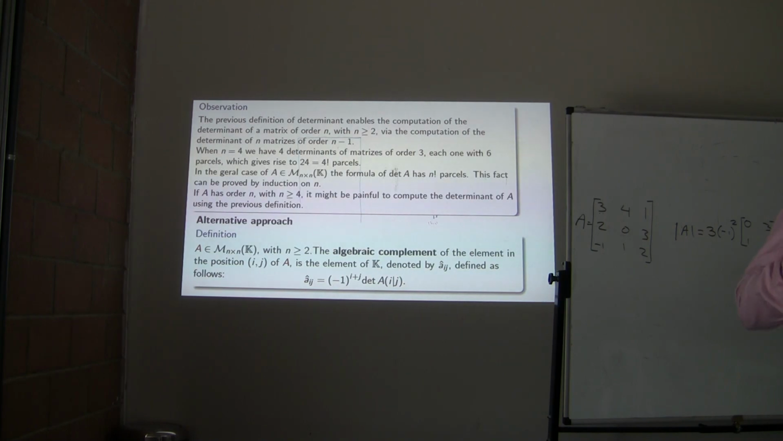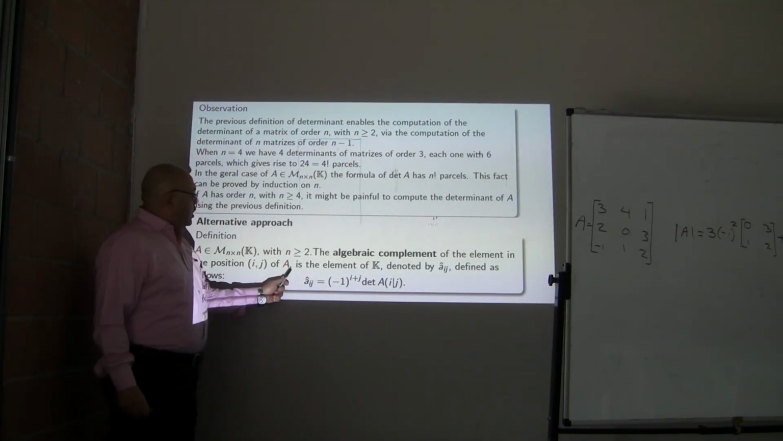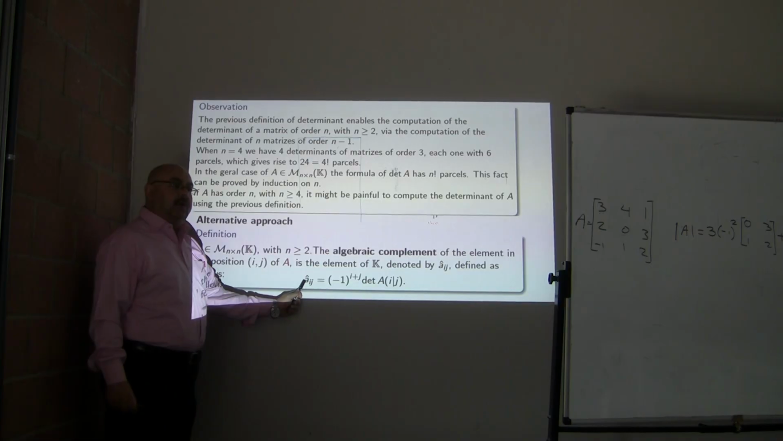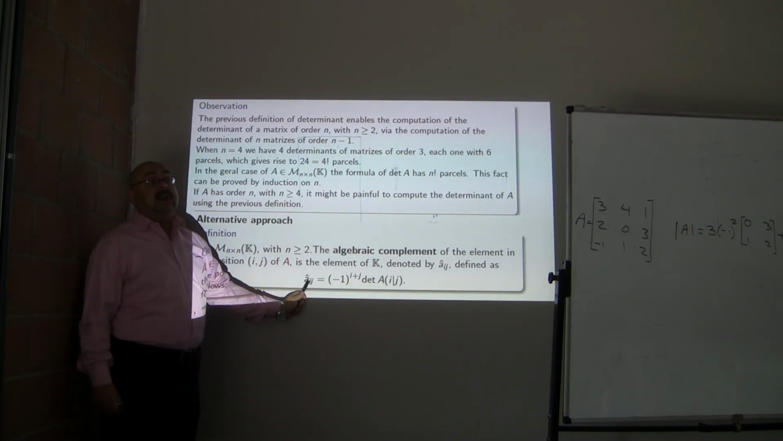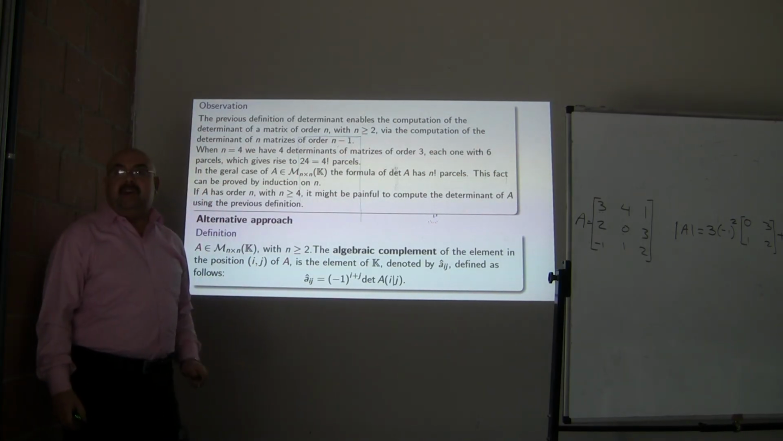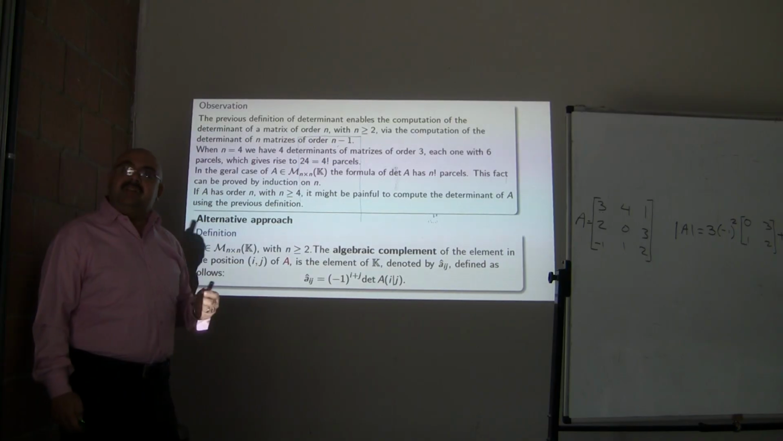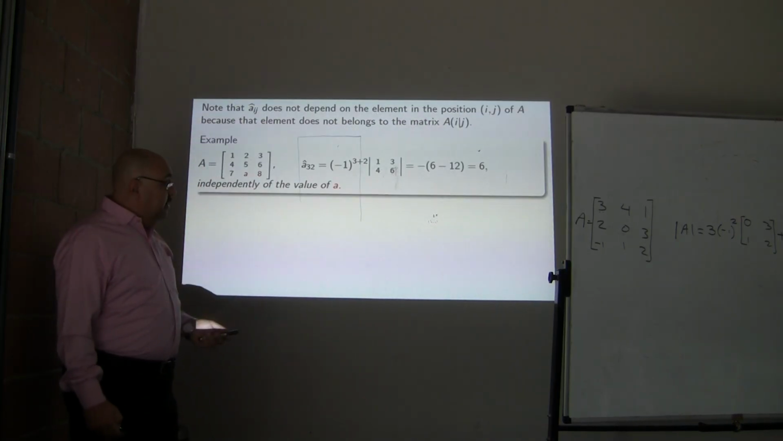What's the algebraic complement? Once more, specifically, it is the sign rule times the determinant of the matrix assigned to this number. So if I ask you about the algebraic complement of the element i, j, all you have to do is get the sign corresponding to this element times the determinant of the cofactor matrix, or the matrix assigned to the element i, j. This is really very important.